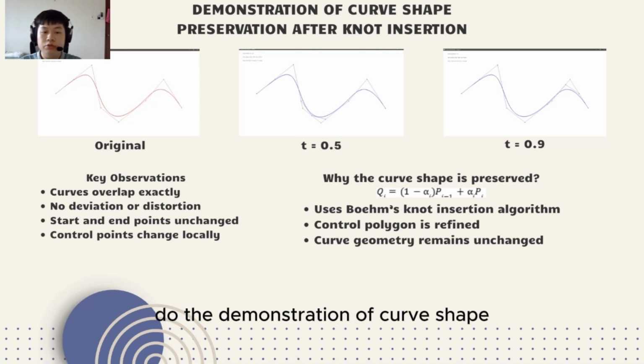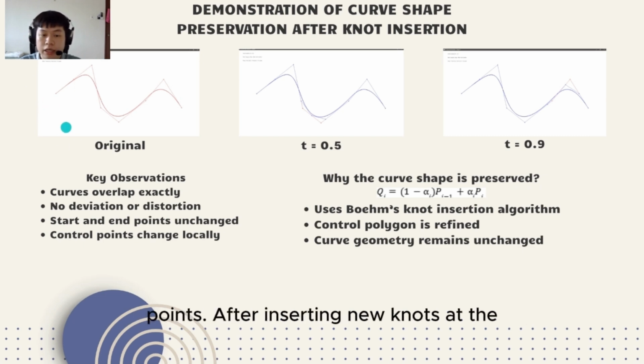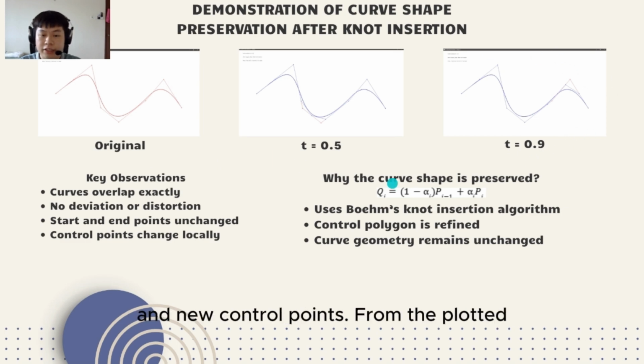I'm Chen Jie. For my part, I will do the demonstration of curve shape preservation after knot insertion. Using the same B-spline evaluation function, the curve is first generated with the original knot vector and the control points. After inserting new knots at t equals 0.5 and 0.9, the curve is regenerated using the updated knot vector and new control points.